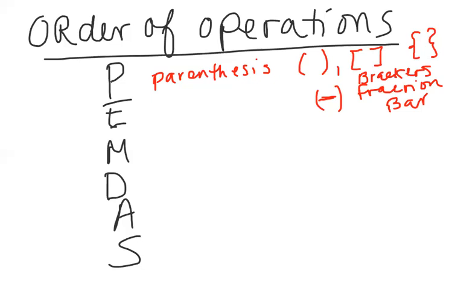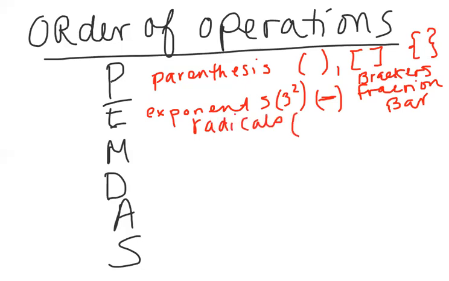Now, next, we move on to E. E stands for the exponents. Okay, as well as the radicals, like 3 squared, an exponent. The radicals also fall on this level too, like the square root of 9, okay?